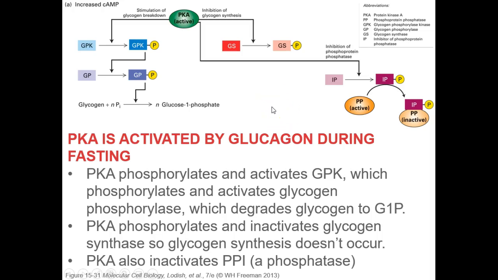So what we have here is in the liver, fasted state, protein kinase A has phosphorylated 4 targets, and the end result is the breakdown of glycogen and the inhibition of its synthesis. And in this way, glucose is released from glycogen breakdown to the other body tissues that need it during starvation.